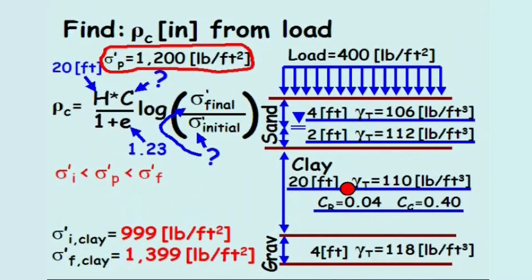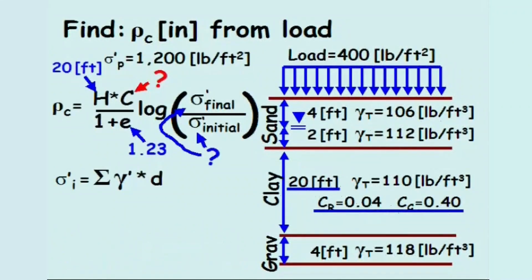The pre-consolidation stress is greater than the initial stress, but less than the final stress, which means we'll use both consolidation indices. At this point, it would be efficient to derive an equation for the initial vertical effective stress in the clay layer as a function of depth.